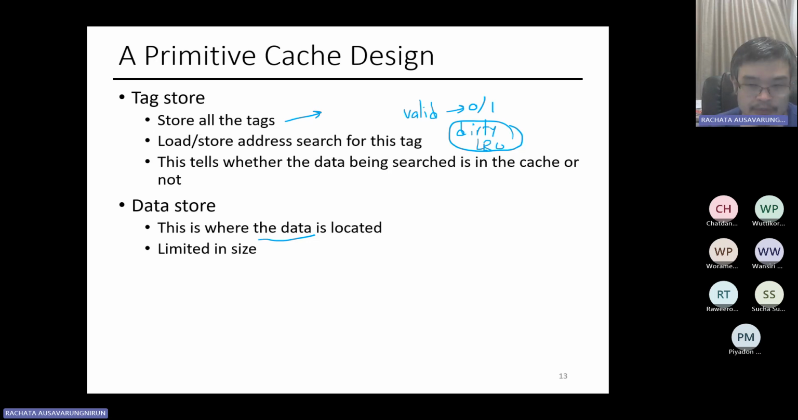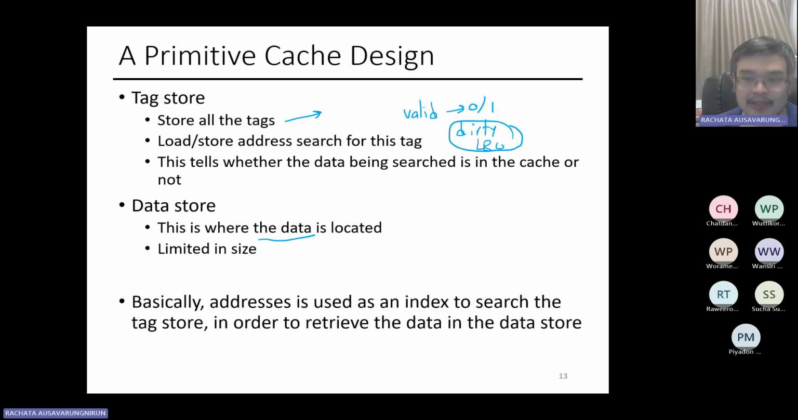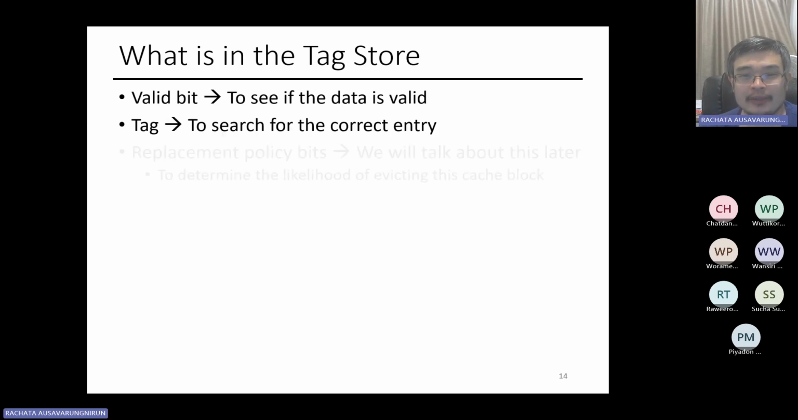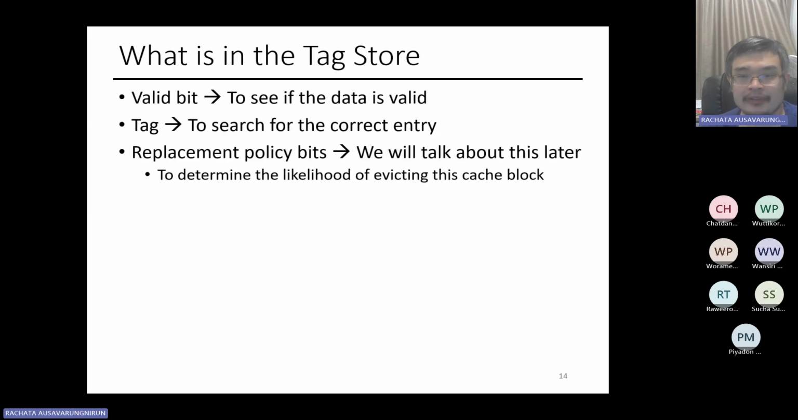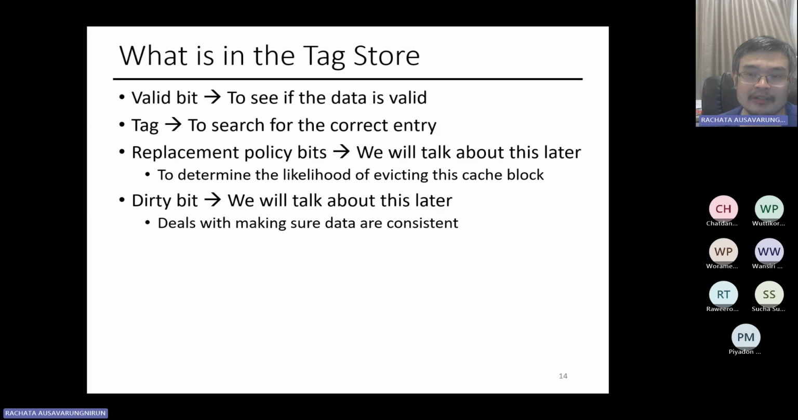Okay, so those are the tag store. Basically, the data address is used as an index to search the tag store, right? So what's in the tag store? As I said, there's the tag, there's a replacement policy, the valid bit, the dirty bits, right? We talked about some of this already. The tag is used to search for the entry. The rest we'll talk about afterward, okay?